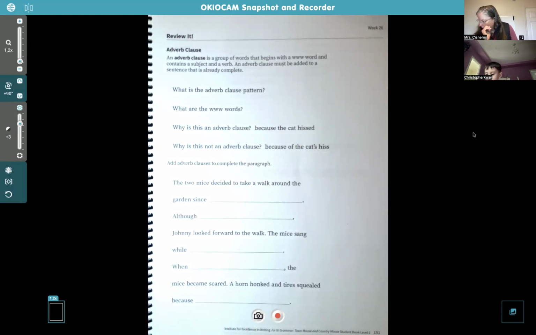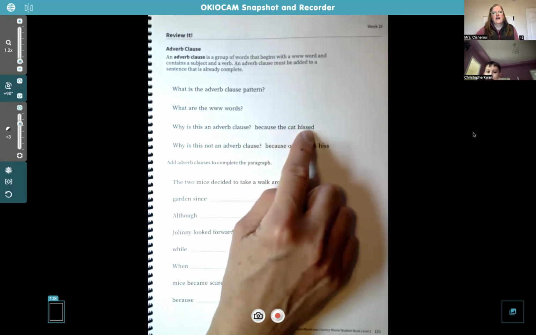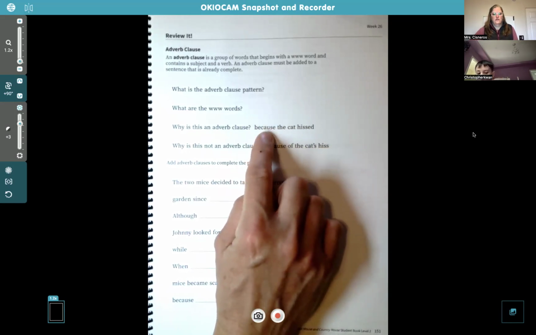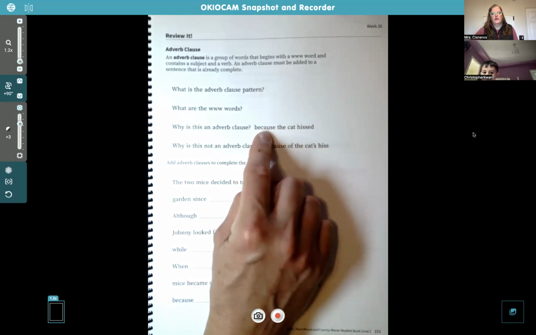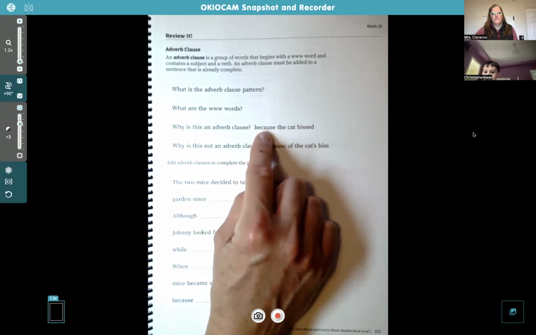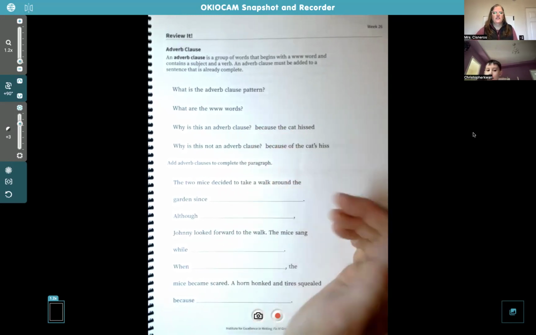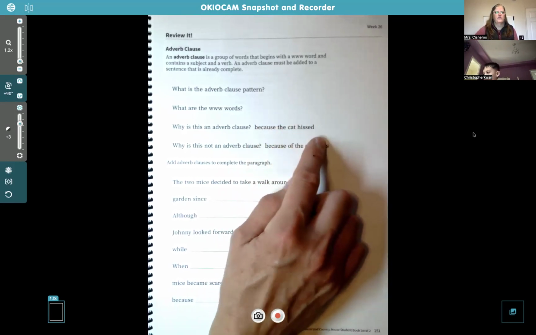Good. And then it says, why is this an adverb clause? Because the cat hissed. Why do you think that's an adverb clause, Christopher? Because there's a subject and a verb. Yes, it has the word because. That's a WWW word. And then what's the subject of the sentence? Cat. And then what's the verb? Hissed. Good, you're right. So it follows the pattern, the WWW word plus the subject plus the verb.